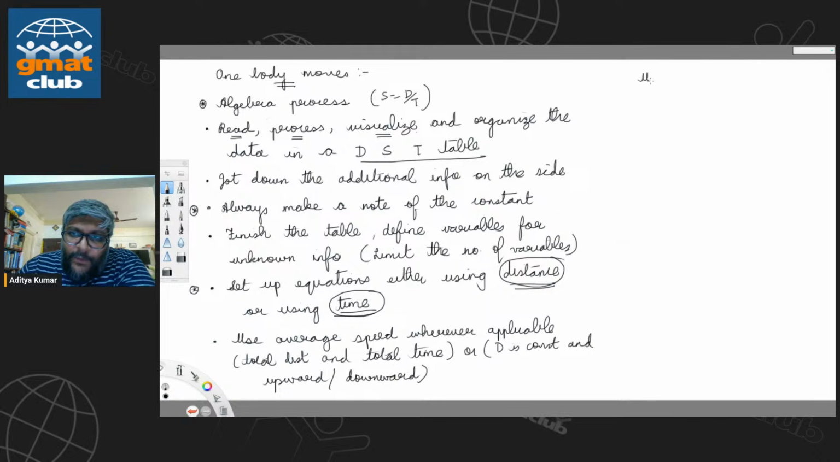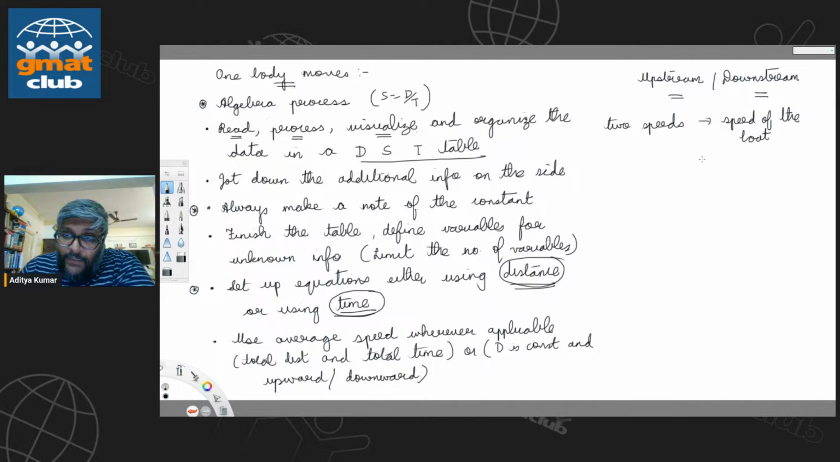See, whenever you get a question that deals with upstream and downstream, in this question you didn't need to utilize it too much. It's just about organizing the information that you had. But when you have a question that deals with upstream and downstream, you have to understand that if you're traveling in a boat and you're going upstream, there are two speeds that you'll have to take into consideration. The first is the speed of the boat, and the second is the speed of the current or the speed of the stream, because that's something I just cannot overlook.